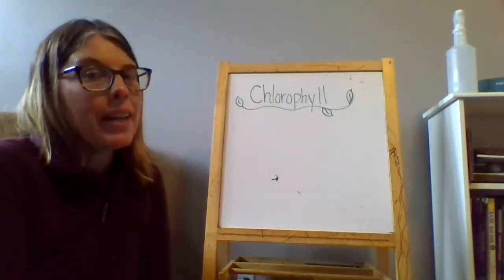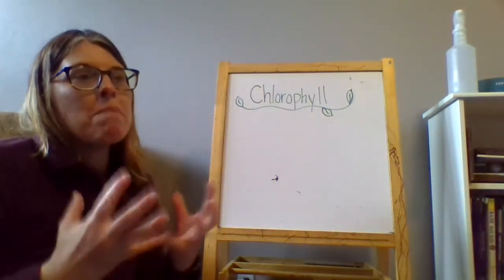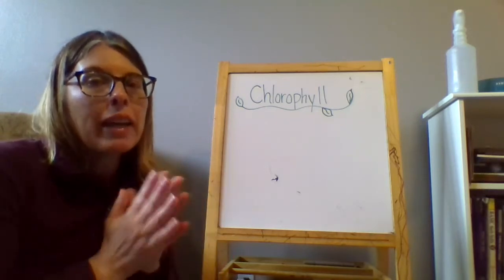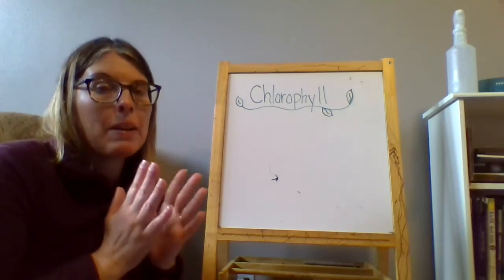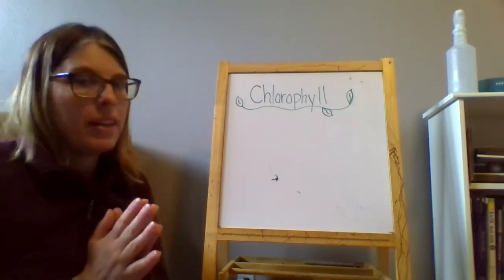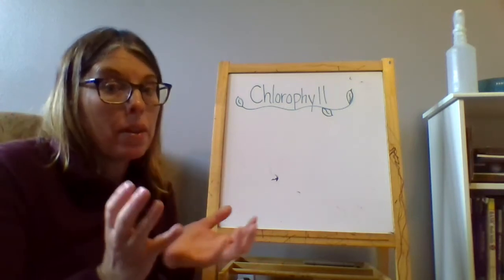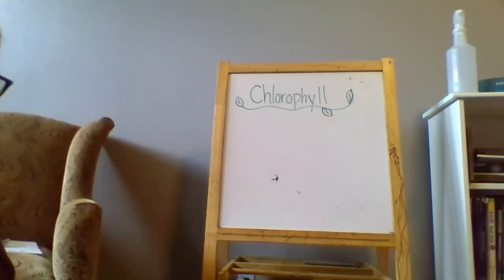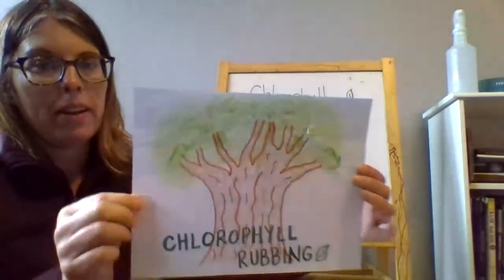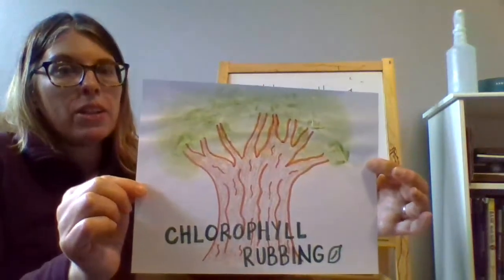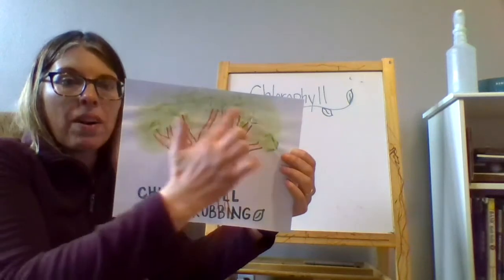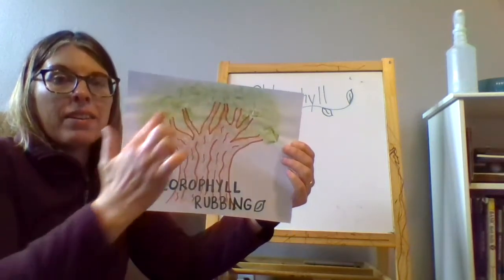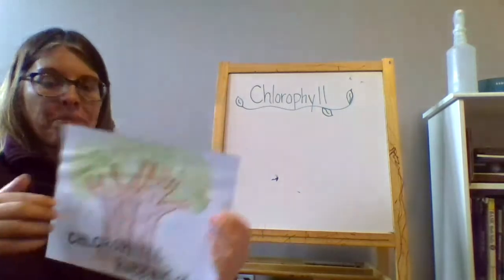And this is really to help us remember that chlorophyll is that green pigment in the leaves that helps the plants make food. Okay, and tomorrow we'll talk about a little bit more about how the plants make food. But for now, I want to show you. So we'll be doing something called a chlorophyll rubbing. And this is what it will look like when it's finished. But let me show you how we'll do this because we're actually going to use the chlorophyll that's in leaves to make the green part of that tree.